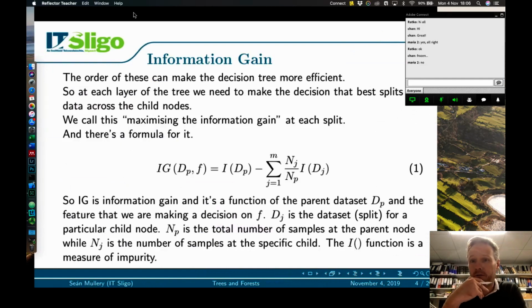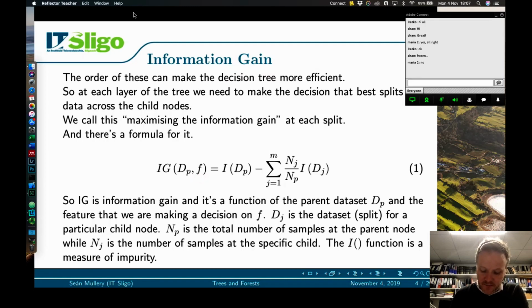Normally, if we do that, we'll find the most efficient way of making the tree, but it's not guaranteed. So we'll call this maximizing the information gain at each split. And there's a formula for it. So it goes information gain with the two pieces of information that come into it, which is the data at that feature. In other words, the P stands for the parent, the data at the parent node, and the actual data that's available there.